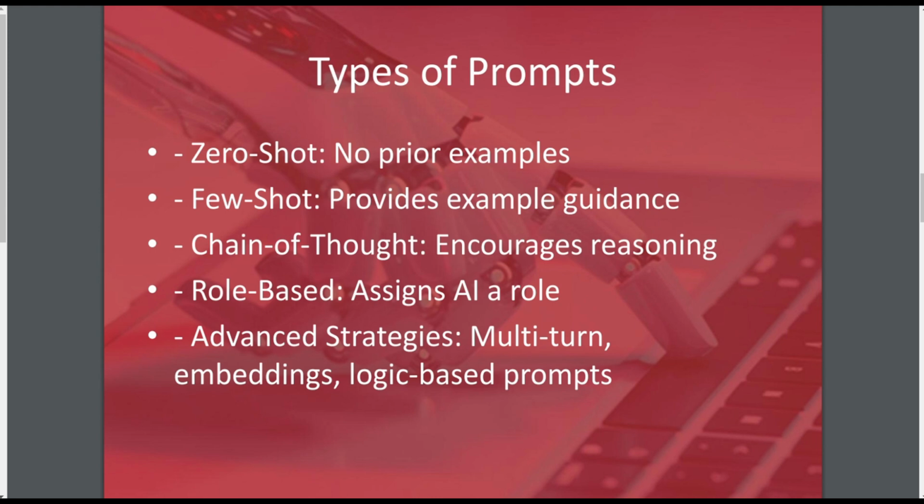Let's move to the next one, which is the types of prompts. We have the zero-shot type, which is a general instruction without example. Explain quantum computing to a 5-year-old. That is a general instruction without example. You can see that is zero-shot. We have the one that is called few-shot. No prior example for zero-shot, and few-shot means that you are providing examples for guidance.